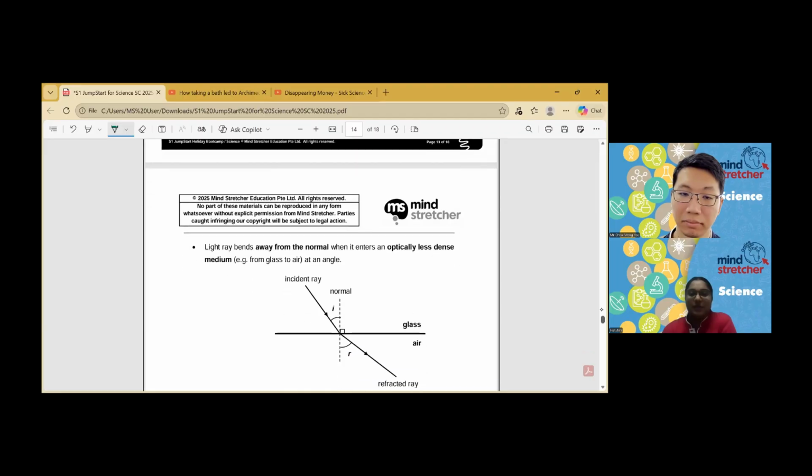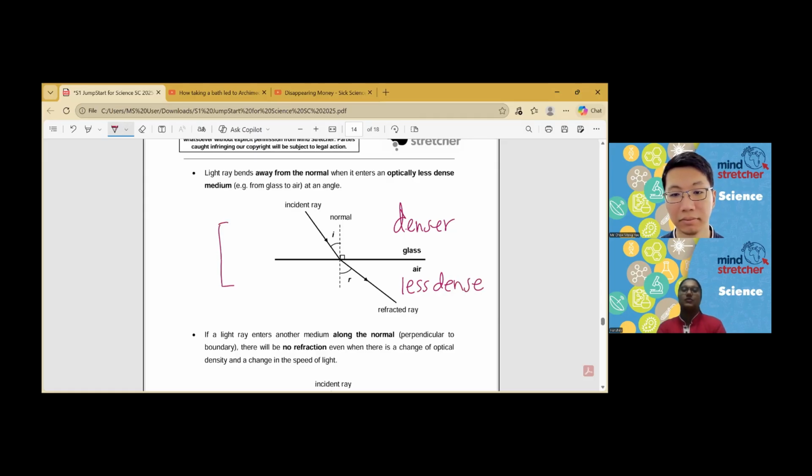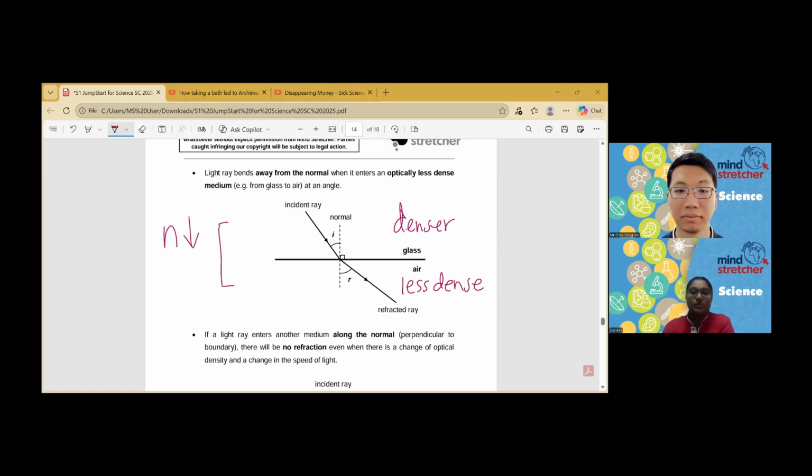Next one. What happens if it's the opposite? Now you have glass to air. In this case, glass is denser and air is less dense, so the light is leaving. From glass to air, your n, or optical density, should be lower because air is easier to flow through, easier to pass through. So what do you think is going to happen to the speed?